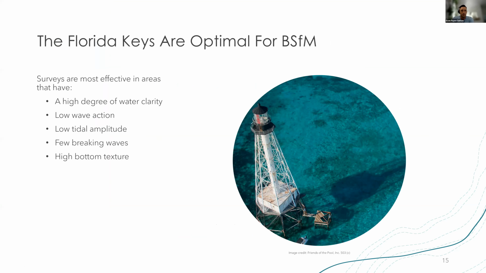Working to my favor, of course, Fort Keys is an optimal environment for this process. Basically, within the marine environment, you want high water clarity, low wave action, few breaking waves, highly texturized bottom surface, and low tidal amplitude. Fort Keys fits this to a T. As you can see here, I've got a nice photo of Alligator Reef Light, which is along the reef line, but this is characteristic of the type of area that I'm looking to survey.